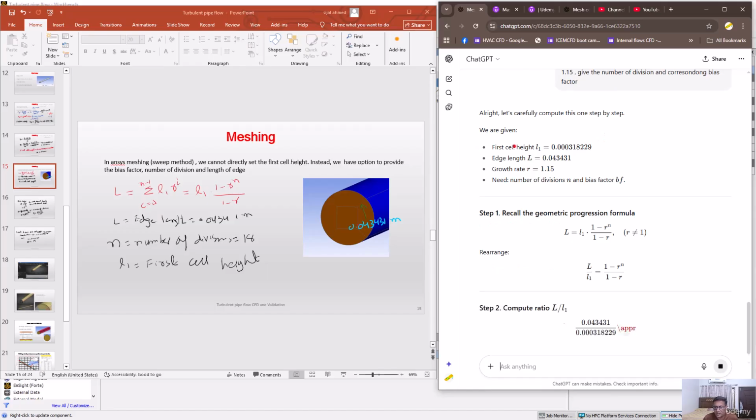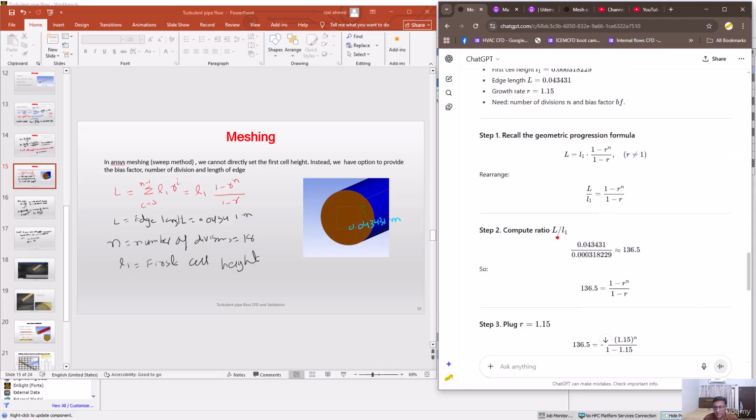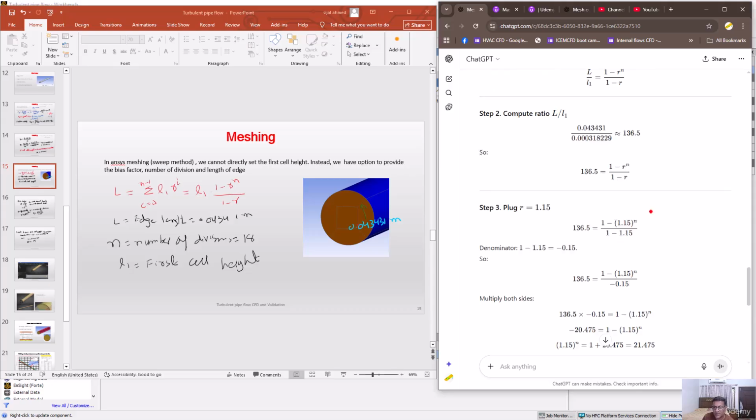So these are our parameters. Using the same formulas given there, L1 into 1 minus R, they are computing L upon L1. L is the total length of the edge and L1 is the first cell height. So this comes out to be 136.5. Now you can solve this equation. This equation contains R in both numerator and denominator, with R to the power n in the numerator and R to the power 1 in the denominator. So they are plugging in the values and finding the solution.